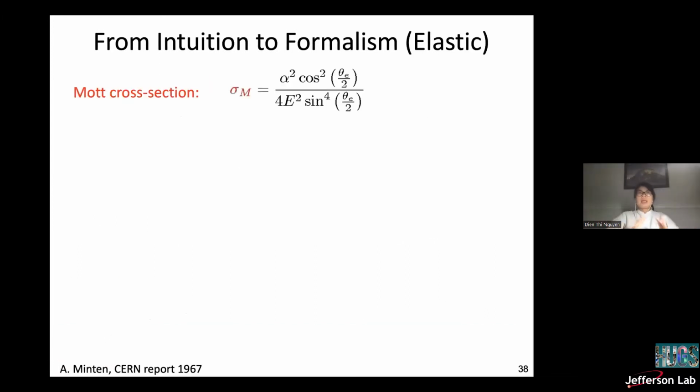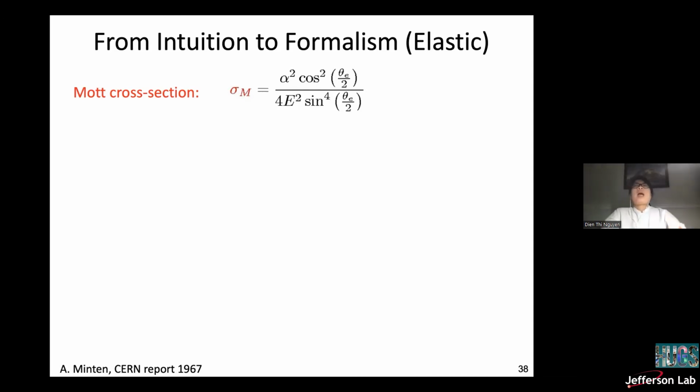So the thing is that now we want to extract the electromagnetic form factor. So we will start from the Mott cross section. The Mott cross section here is the cross section of the electron on a nucleon with infinite mass. And because the electron carries spin 1/2, using this formula, we already take into account the spin of the electron.